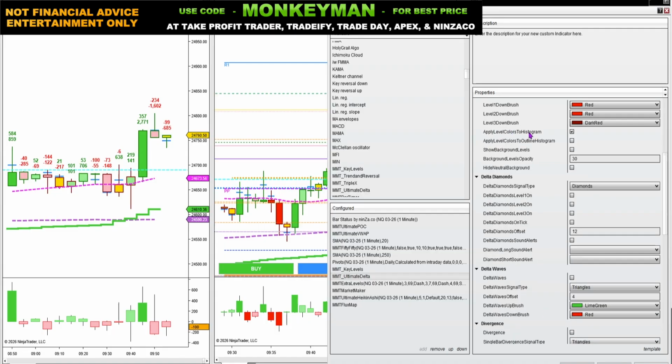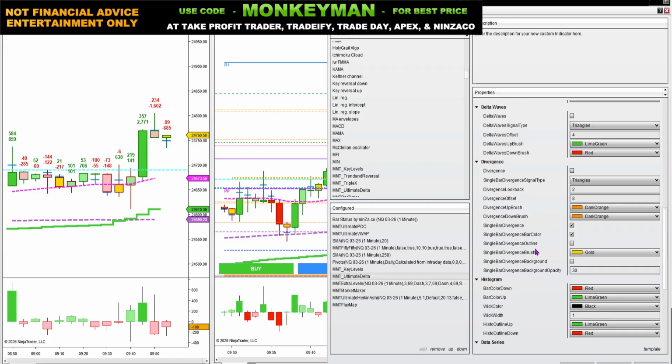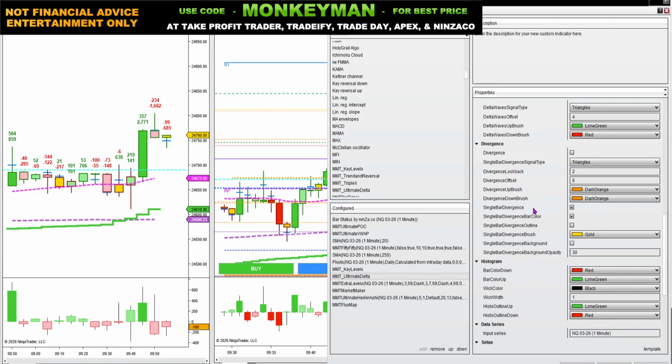I've also got the level colors applied to the histogram. I'm not using any of the signals except for single bar divergence. And I've just got it painting the bar color, not the outline. So it's painting the inside of the candle gold when there is single bar divergence. So this candle closed down, but it had positive delta. So we've got the single bar divergence right there.